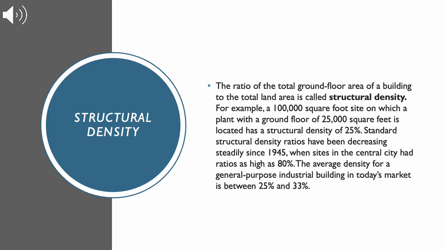Structural density. The ratio of the total ground floor area of a building to the total land area is called structural density. For example, a 100,000 square foot site on which a plant with a ground floor of 25,000 square feet is located has a structural density of 25%.